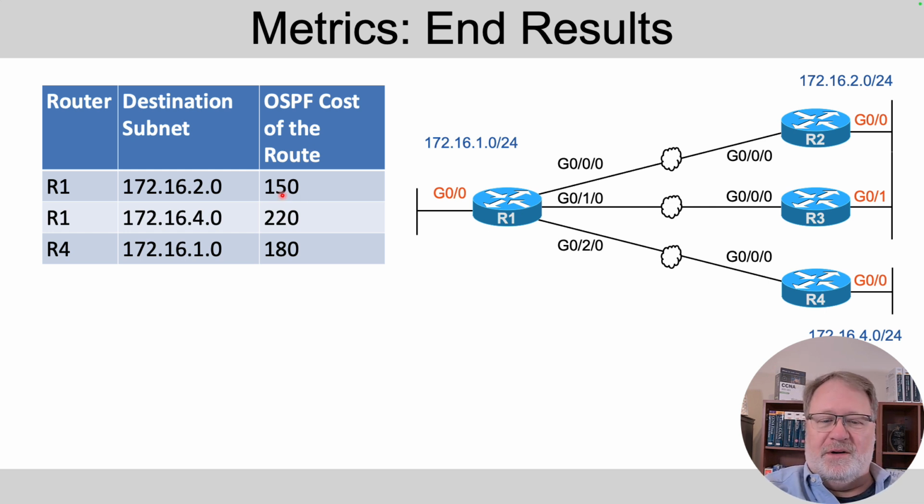That's your marching order. And similarly, R1's route to that R4 LAN subnet, subnet 4, we want its metric to be 220. And then from R4's perspective, its route over here to subnet 1 needs to be 180. So it's the metric of the route, not the interface cost. I get that question from time to time with this lab. It's the metric of the route as seen in show IP route.